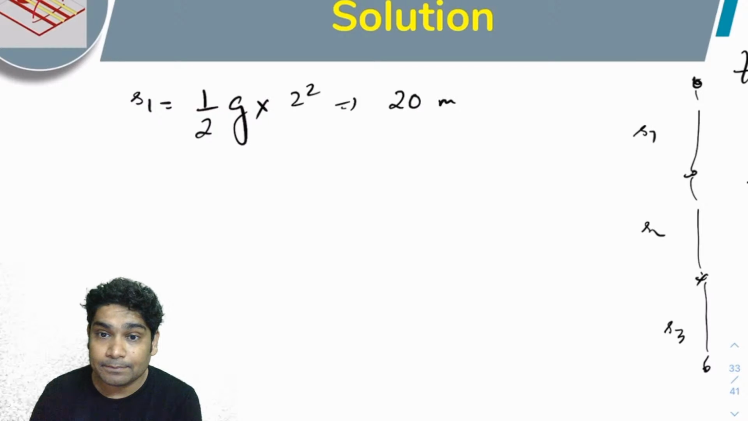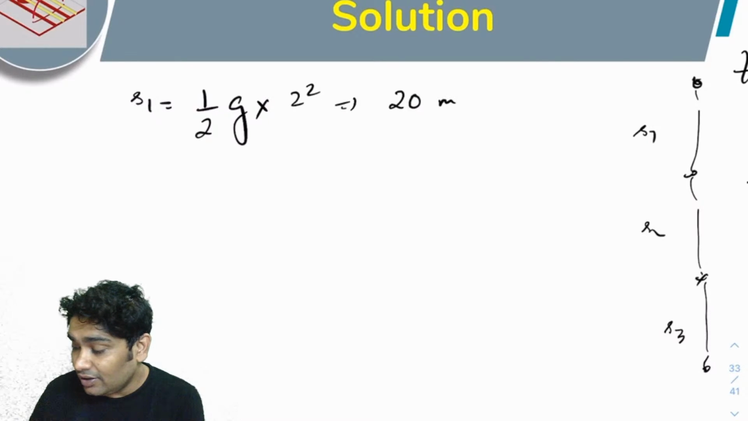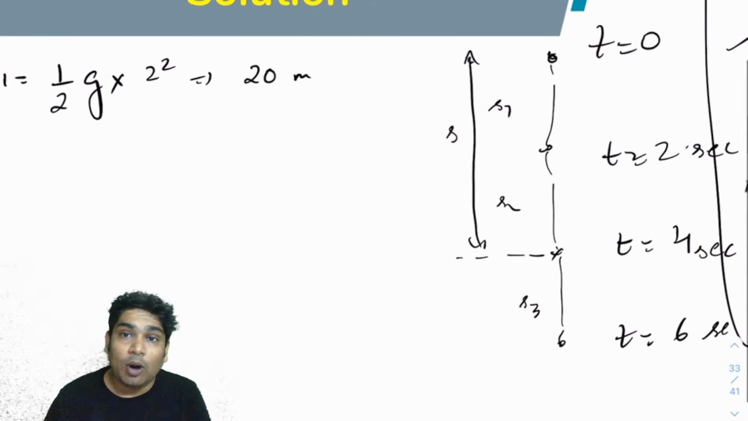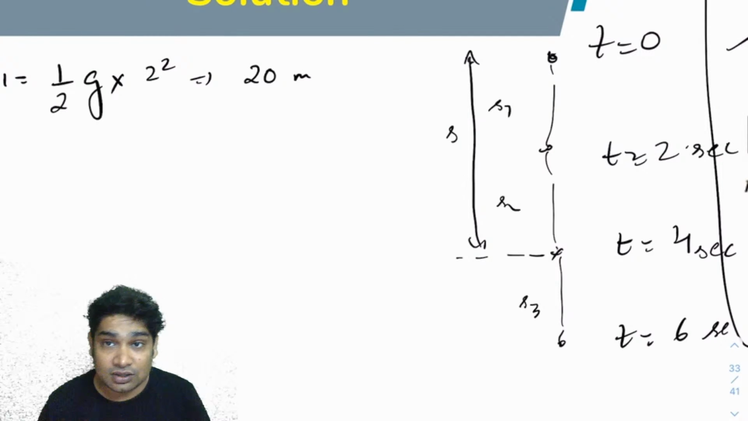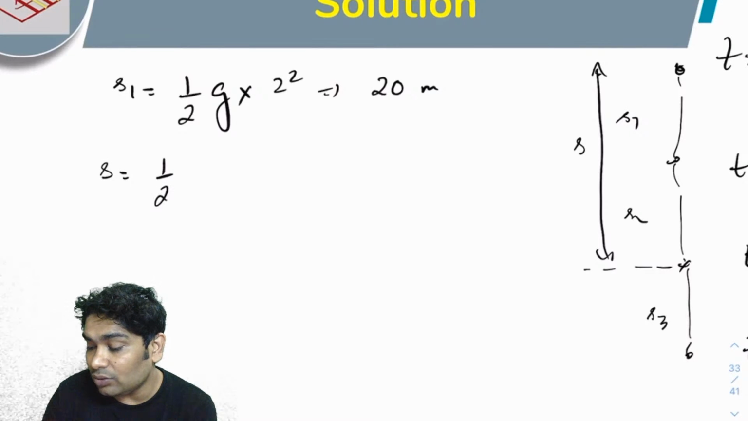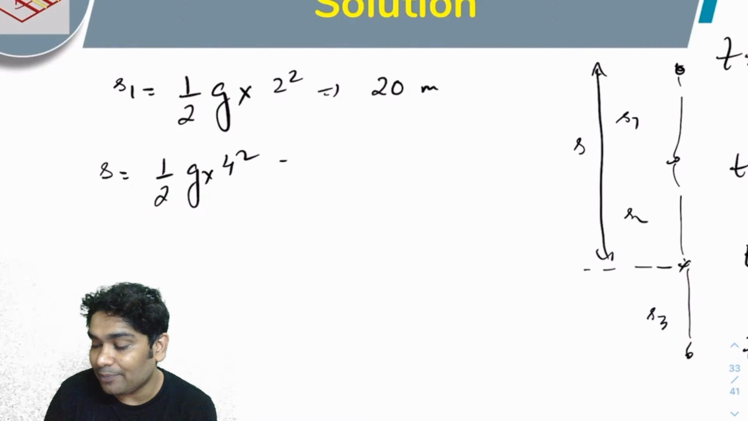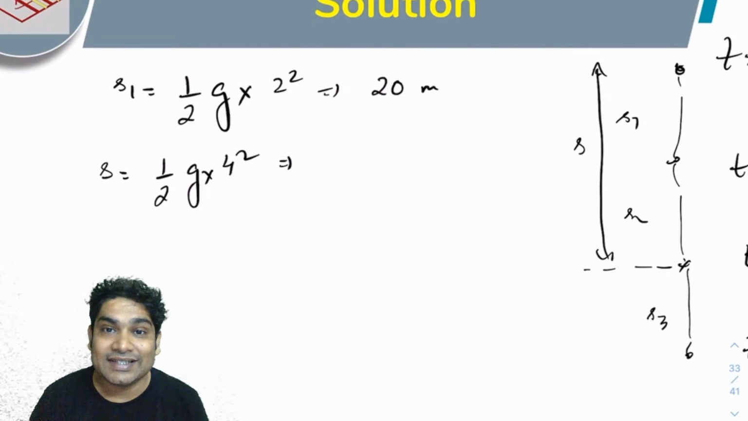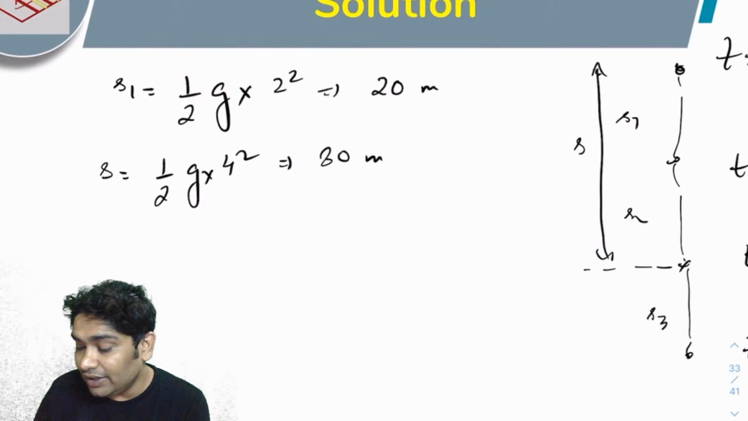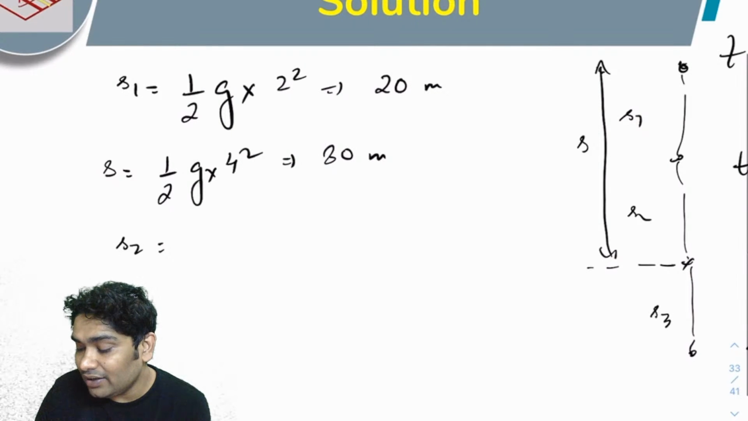Next, now consider what is this height. If this is S, then the ball has come down S in 4 seconds. So I can say that S equals 1 by 2 g into 4 square. So this is 16 by 2, 8 into 10, 80. So therefore S2 would be S minus S1, which is 60 meter.